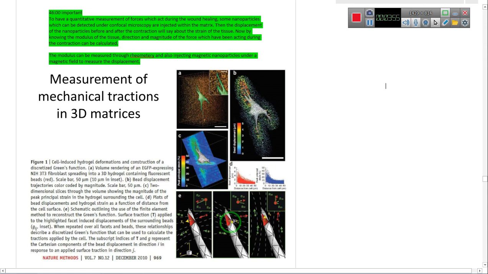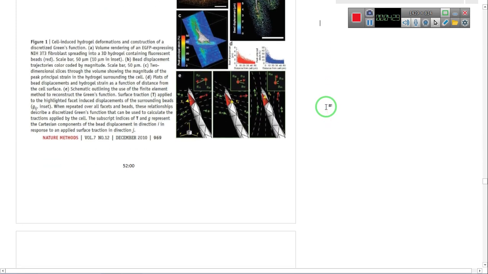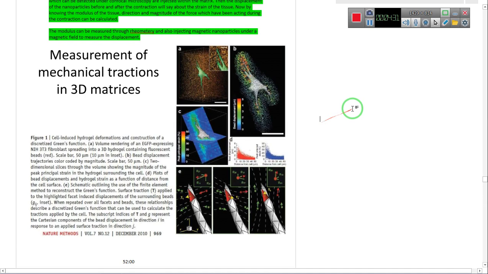If we know the modulus of the tissue and the displacement of the nanoparticles, we can measure the amount of stress that has been applied here, the amount of force that has been applied by the myofibroblasts, and also the direction. The direction can be obtained depending on the direction that the nanoparticles have been displaced. Well, it gives us the quantitative measurement of the myofibroblasts.